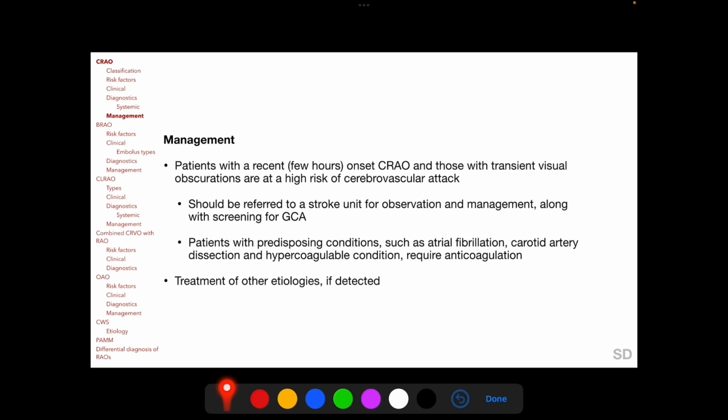As we have mentioned, patients with a recent onset CRAO and also those with transient visual obscurations are at a high risk of cerebrovascular attack soon after the onset of a CRAO, and these patients should be referred to a stroke unit for observation and management along with screening for giant cell arteritis. Patients with predisposing conditions such as atrial fibrillation, carotid artery dissection, and hypercoagulable conditions require anticoagulation, and treatment of any other etiology if detected should also be instituted.